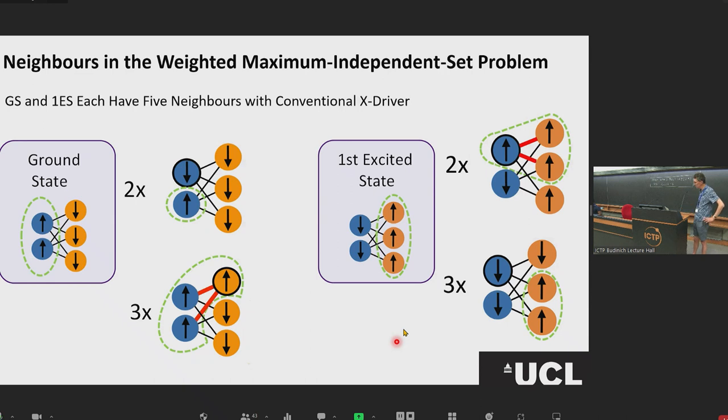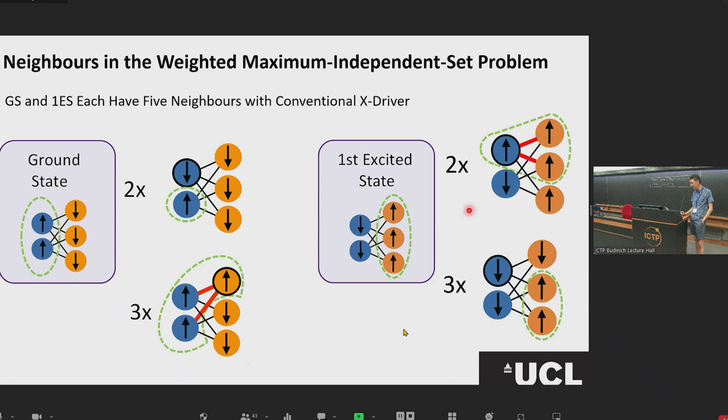Following, again, the approach of Vicky Choi, we need to introduce the concept of neighbors. Neighbors are those states which are directly coupled to, for example, the ground state, by the X terms in the driver Hamiltonian. So as an example, if you look at the ground state of this maximum independent set problem, we have these two spin-ups here, and the neighbors consist of either flipping a spin within the set, and there are two of these, for example this one here, or flipping one of the spins which is outside of the set, in which case we have this threefold symmetry here. Clearly in this case, we no longer have an independent set because we have direct couplings between members of this set. So this is an excited state, but it's a neighbor of the ground state.